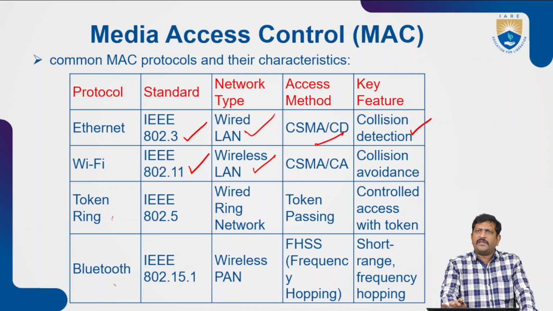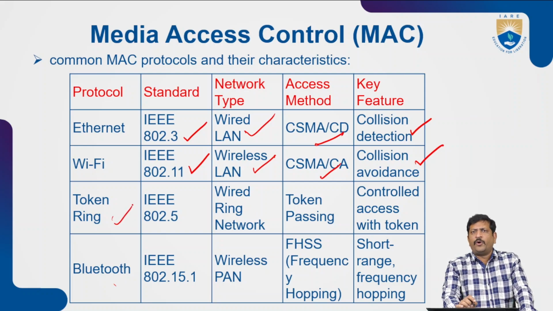Here the access method is CSMA/CA, Carrier Sense Multiple Access with Collision Avoidance. That means Wi-Fi avoids collisions. Whatever collisions would occur, those can be avoided.